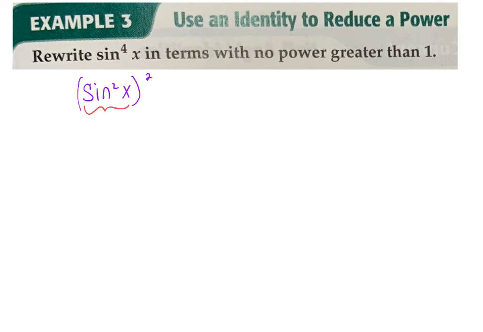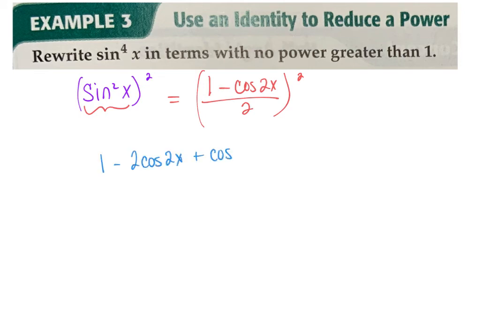This can be replaced with 1 minus the cosine of 2x all over 2. And I can square that. When I square that, I need to square the numerator, which means FOIL. So I end up with 1 minus 2 cosine of 2x plus cosine squared of 2x all over 4. Now, I'm actually going to split this up at the beginning, versus how they do it, because I find it a little bit easier. So I'm going to rewrite all of these as 1/4 minus the 2 over 4, that's 1/2 cosine of 2x, plus 1/4 cosine squared of 2x.